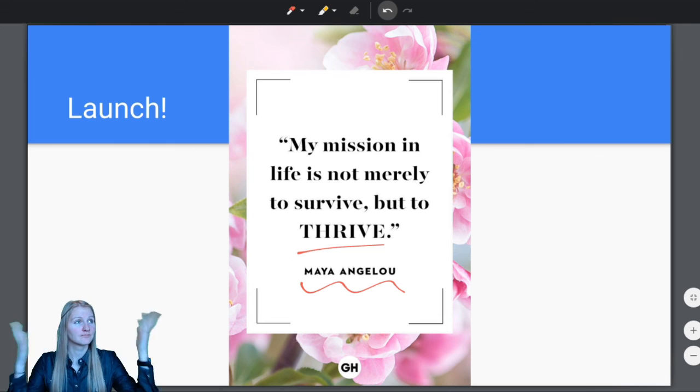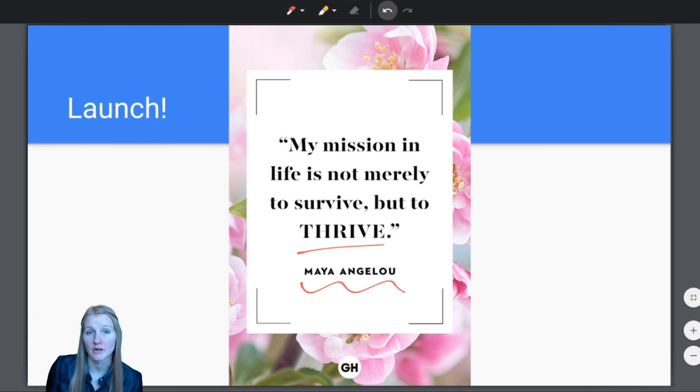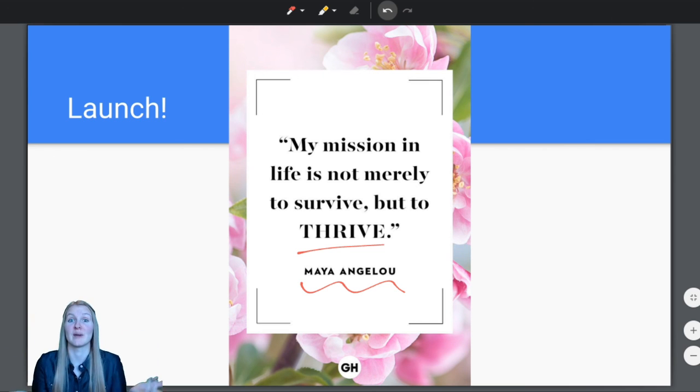You have a nice roof over your head. You have plenty of food. You have other things that you want besides the basic necessities. You have all this knowledge. You have maybe a college degree. You have other things that you want in life. So your mission should not merely be to survive, but to thrive.